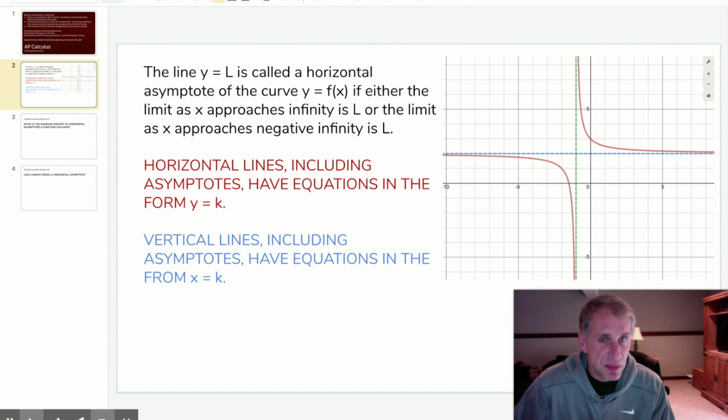If we're thinking about vertical asymptotes, we're going to be looking at x as it approaches a point from either the left or the right. If one of those limits is either infinity or negative infinity, then we say that the graph has a vertical asymptote at that value. It's important when you're talking about these asymptotes to write them as equations of lines. So horizontal lines, including asymptotes, have equations in the form y equals k, and vertical lines have equations in the form x equals k. So when you're writing up an answer and talking about a horizontal or vertical line, make sure you put the equation of the line in there.